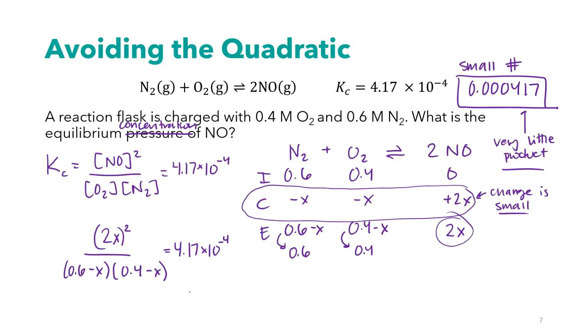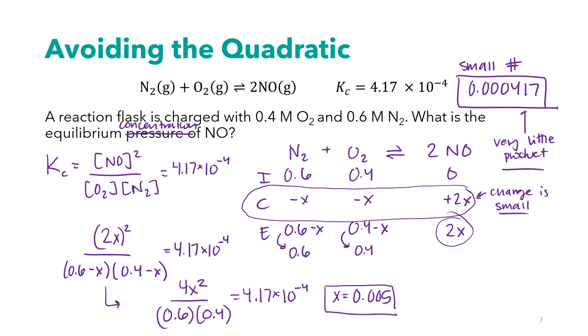So I'm going to say 2x. Now I'm going to put that into place here. So I'm putting my assumption into place. I'm going to have 4x squared over 0.6 times 0.4. Now my math is very simple, right? I'm just going to multiply both sides by 0.6 and 0.4, divide by 4, take the square root, and I find that x is equal to 0.005.